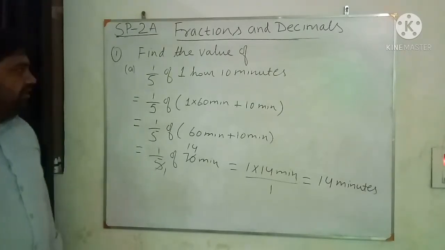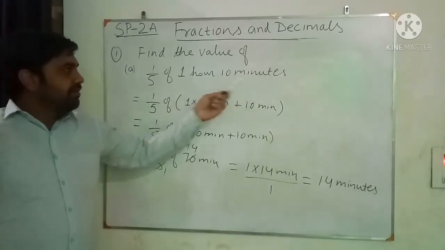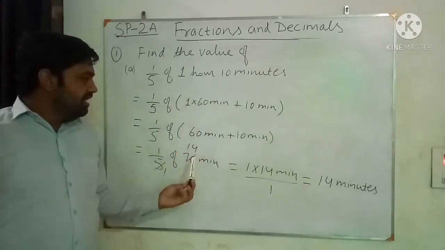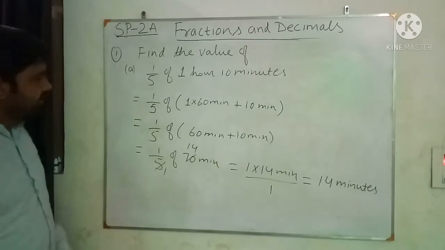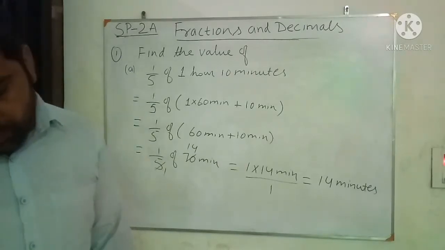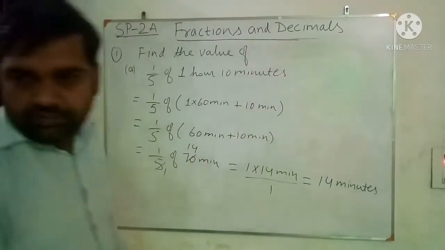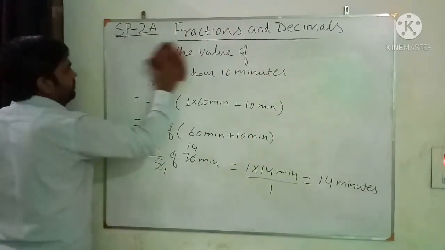So first of all we convert the hour into minutes, and after that we add the 10 minutes to it. So you will get 1 hour 10 minutes equals 60 minutes plus 10 minutes, 70 minutes. Now we do question number 2.